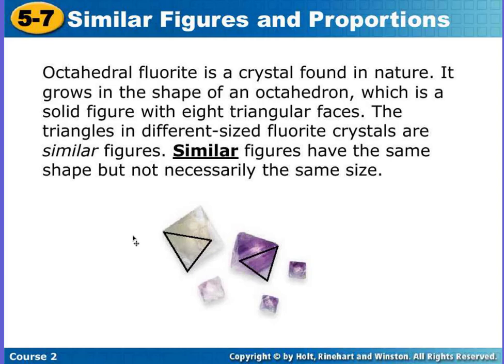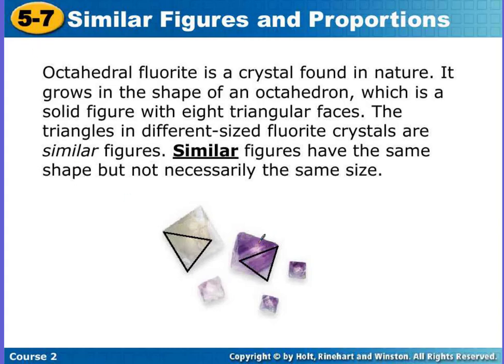Octahedral fluorite is a crystal found in nature. It grows in the shape of an octahedron, which is a solid figure with 8 triangular faces. The triangles in different sized fluorite crystals are similar figures. Similar figures have the same shape, but not necessarily the same size.